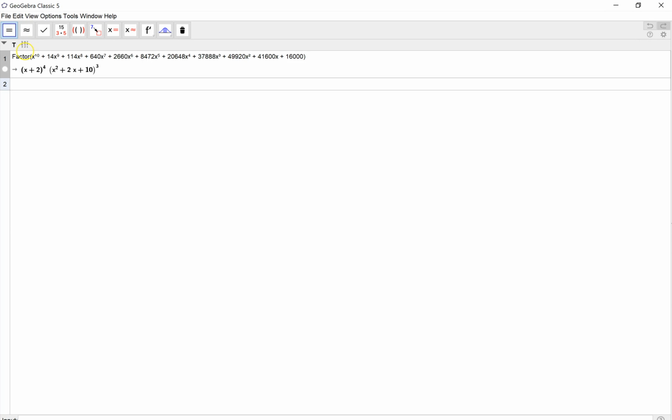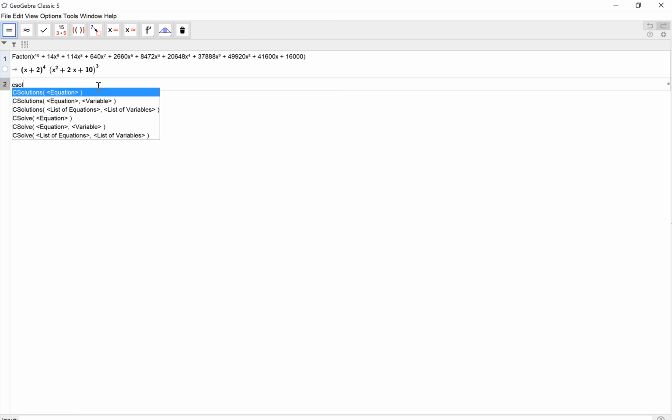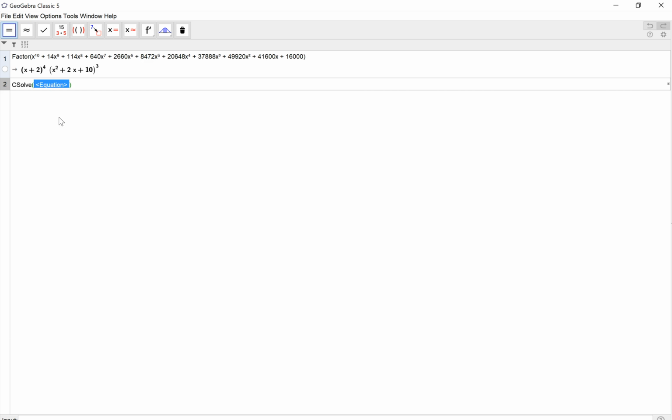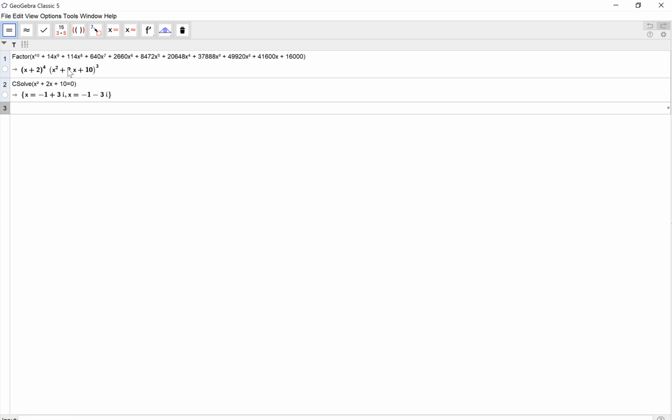Notice that I'm factoring it because what I really want to check is to see if there's any multiplicities. So notice that when we factor this, we've got an x plus 2 to the 4th. So we have a repeated root here, and it's repeated 4 times. Over here we got an irreducible quadratic term, and each of those roots are going to be repeated 3 times. To figure out what those roots of that quadratic are, I'm going to use the csolve command. And I'll do the x squared plus 2x plus 10 equals 0. And we get that the solutions are -1 plus 3i and -1 minus 3i.